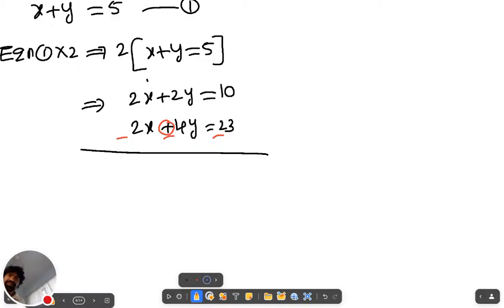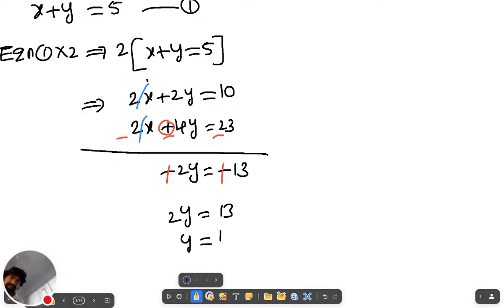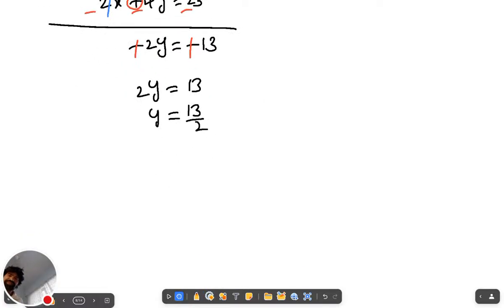So here plus 2x minus 2x gets cancelled. Now 2y minus 4y is minus 2y, and 10 minus 23 is minus 13. So left side minus, right side minus gets cancelled. Now 2y is equal to 13 and y is equal to 13 by 2. To get the x value, let's substitute in equation 1.